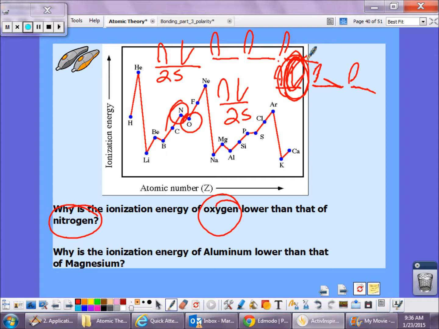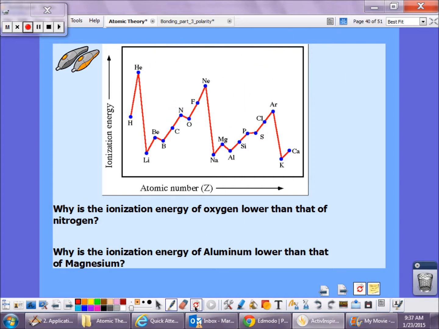Remember those terms. Here's another argument. Why is the ionization energy of aluminum lower than that of magnesium? Okay, this is aluminum. Where is it? Right here. This is magnesium. Look at the periodic table. Aluminum is to the right of magnesium. Aluminum has a higher effective nuclear charge than magnesium. Why is it then that it is easier to remove that first electron from aluminum?